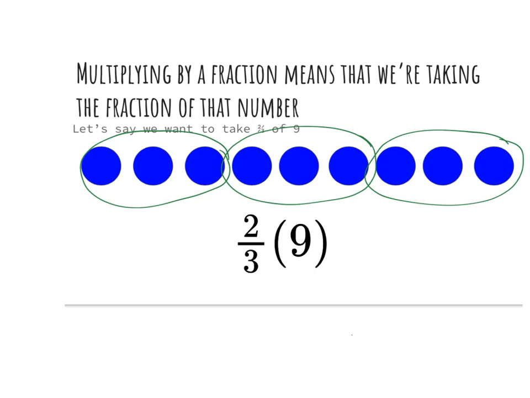So those 2, there are 1, 2, 3, 4, 5, 6 of those dots. So 2/3 of 9 is equal to 6.